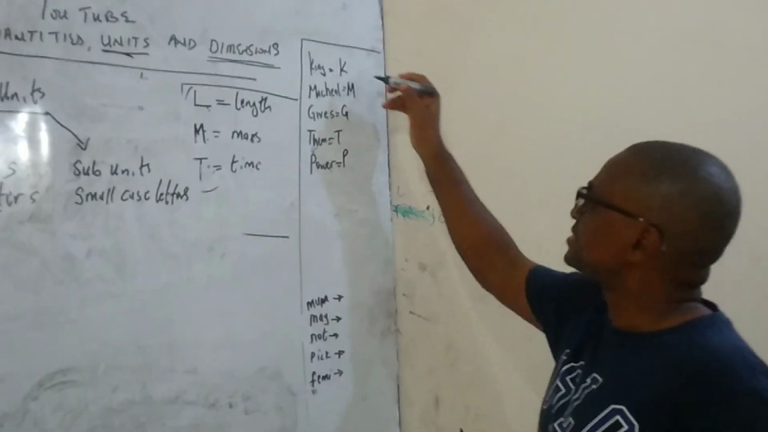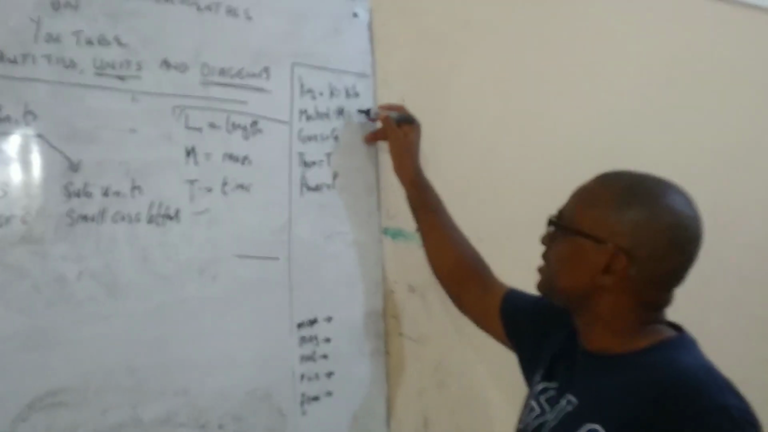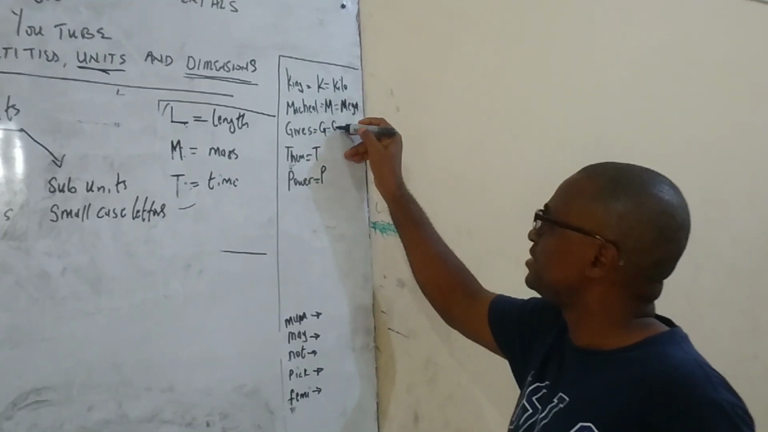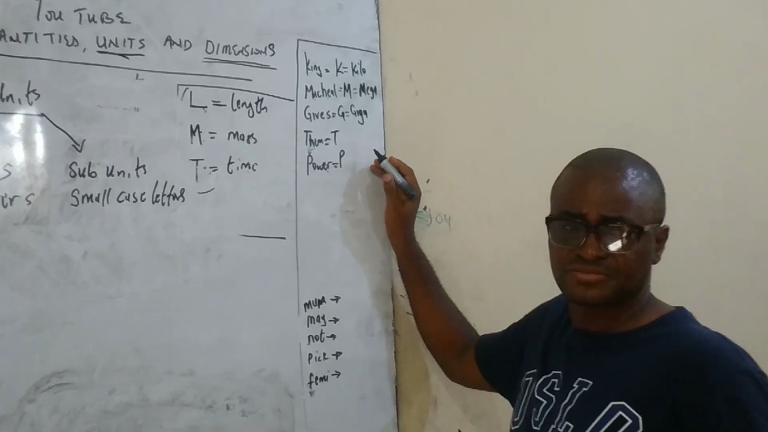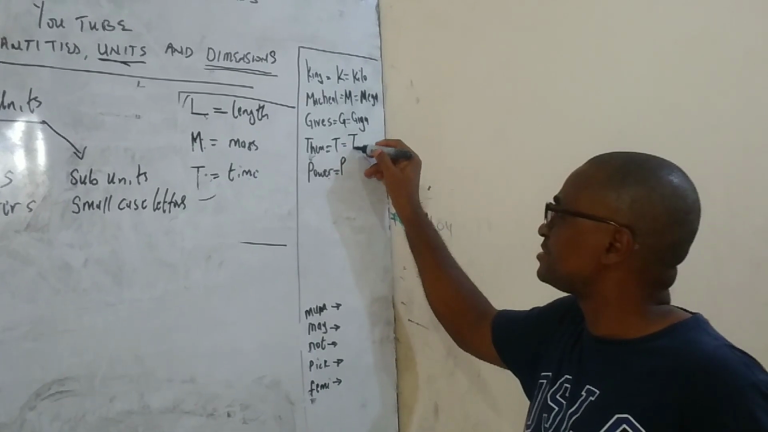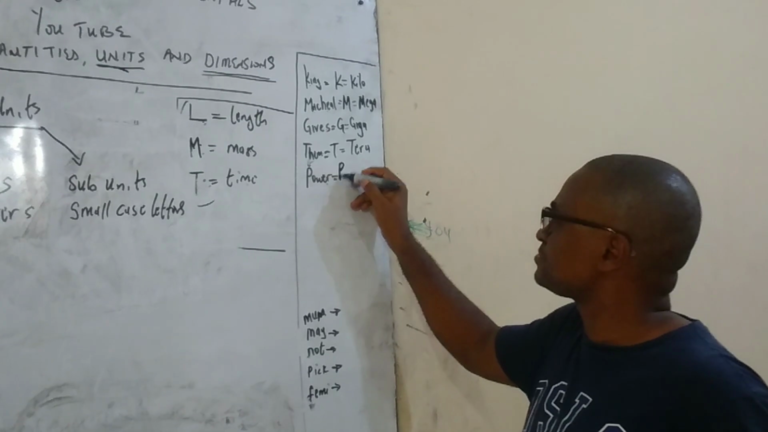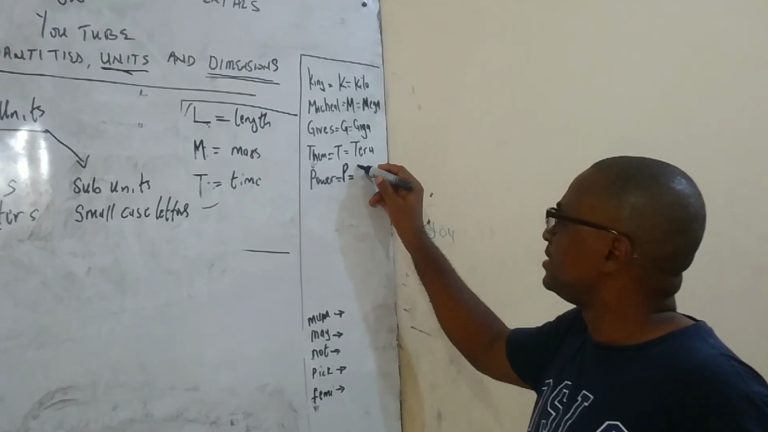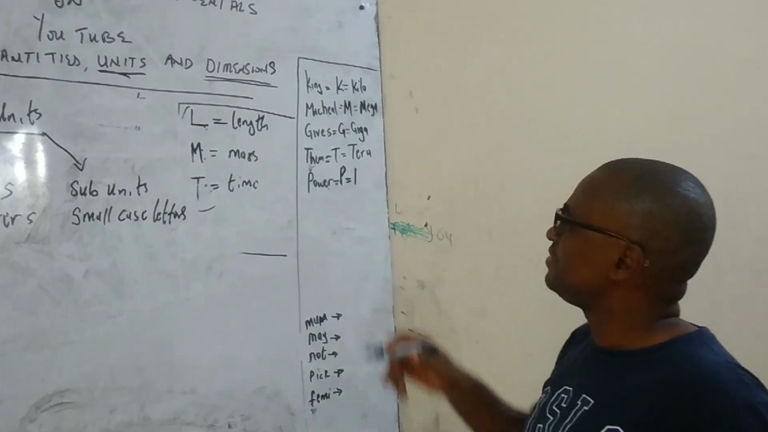Now, this K is called kilo in physics. This M is called mega in physics. This G is called giga in physics. Then this T is called tera in physics, and this P is called peta.